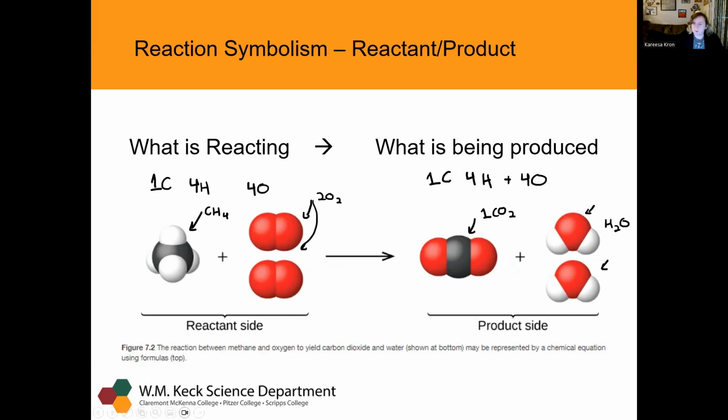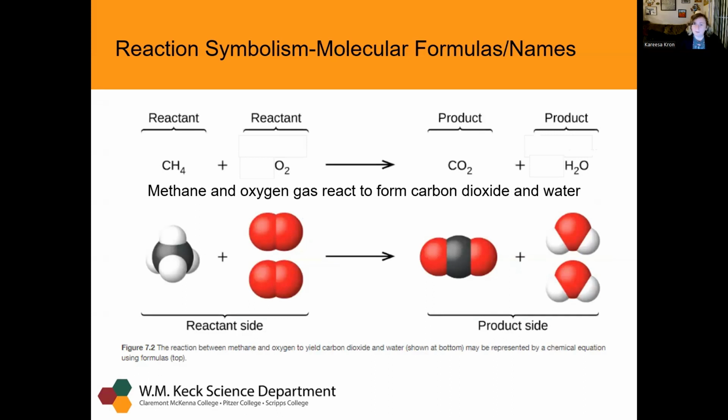So I just wrote on this slide, kind of in the notes, the molecular formulas of these systems, which we've also been practicing naming. So we have methane and oxygen gas react to form carbon dioxide and water. So this is a narrative description of the pictured reaction that we can then convert into a molecular formula, or the molecular process that we have here.